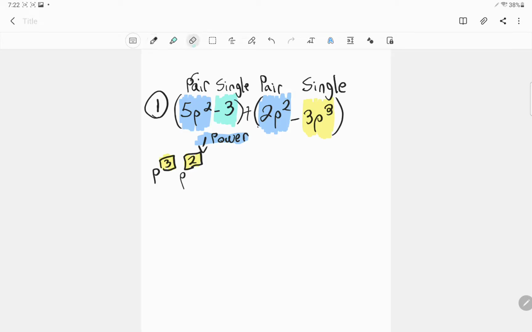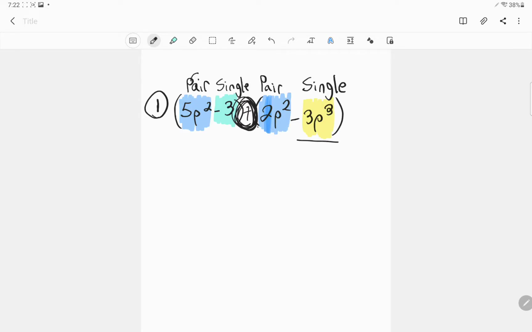Now, guess what? We're going to use that knowledge and those colors to identify what we're going to write. There's a plus sign right here, meaning that I'm going to have to add these two polynomials. I'm going to have to combine them. So to begin with, I'm going to start with my highest power, which is going to be this one right here.